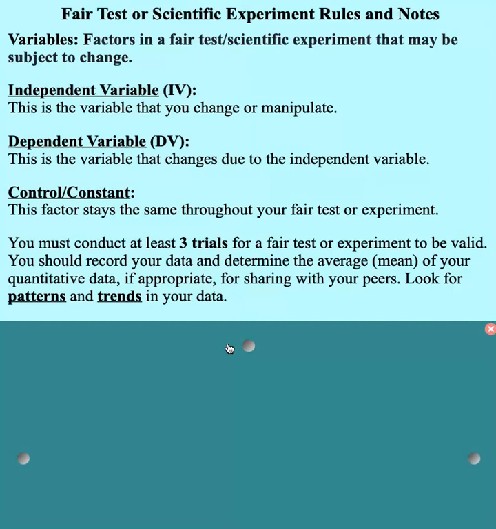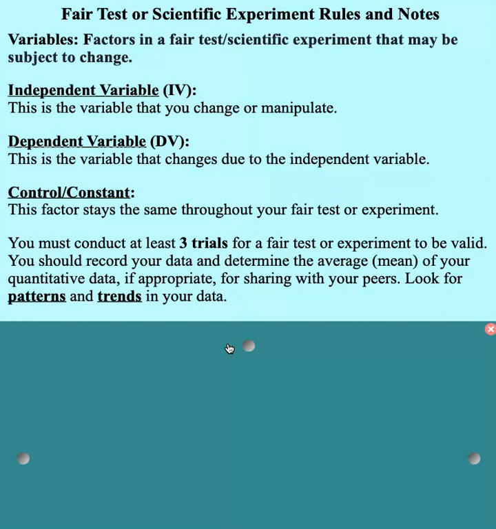The controlled variable, or constant, is a factor that stays the same throughout my fair test or experiment. So for example, the constant could be I drop the ball from the same height every time. The constant could be I drop the same ball on the same surface every time. Now, to conduct a fair test or scientific experiment, the rule of thumb is that you must conduct at least 3 trials for a fair test or experiment to be valid.